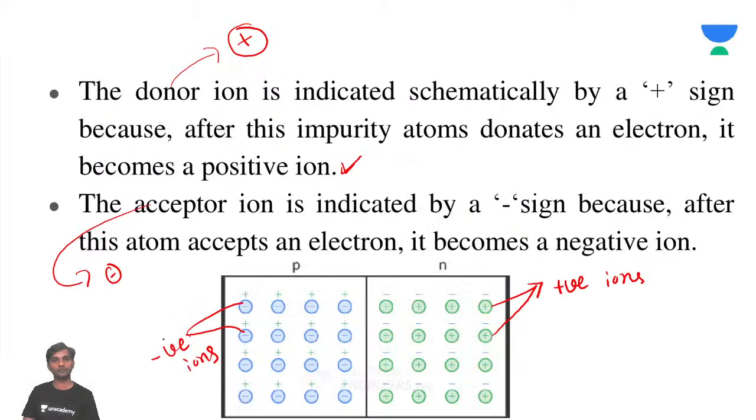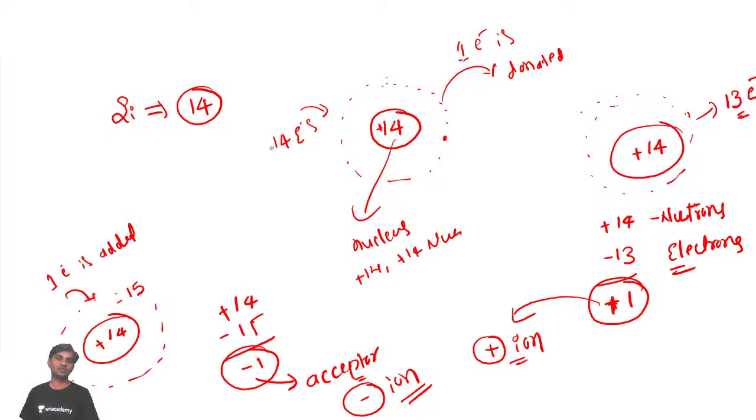When the PN junction is formed, these are positive ions and these are negative ions. How the positive ion forms, we have also discussed. By donating one electron, it becomes a positive ion. By accepting one electron, it becomes an acceptor ion, a negative ion.